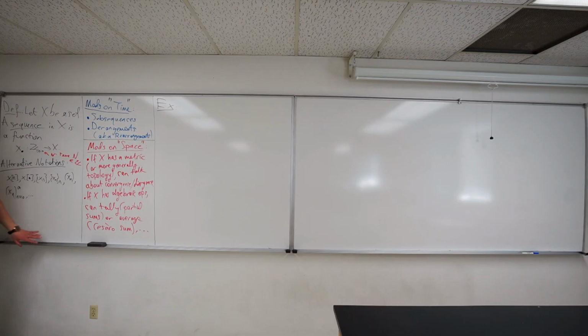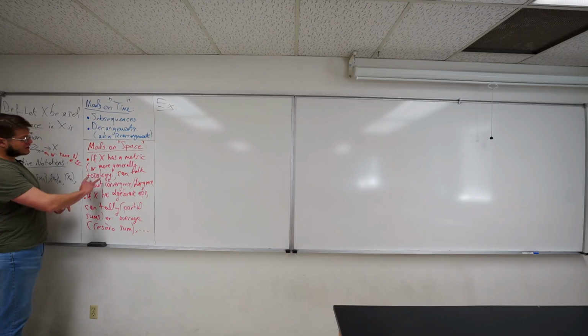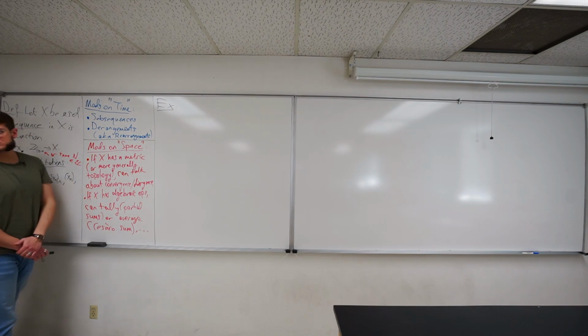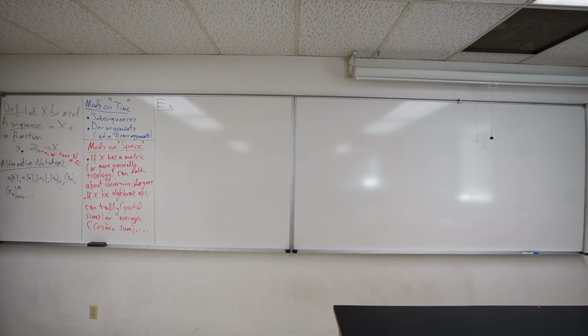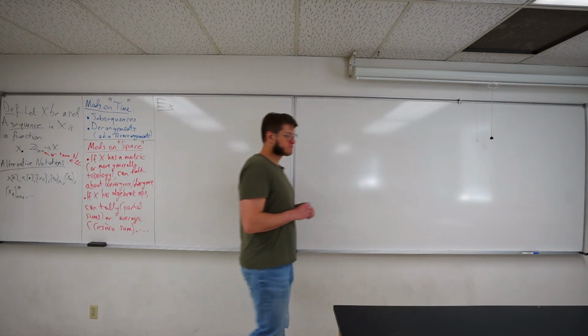And another way x could have a structure is if it has what we're going to call a metric, or more generally topology. We're not going to discuss topology this much in this course. Then we can talk about convergence or divergence of certain sequences. Okay? I'm not going to go any further than this for now. For the rest of this class, most of this class, I want to give examples.